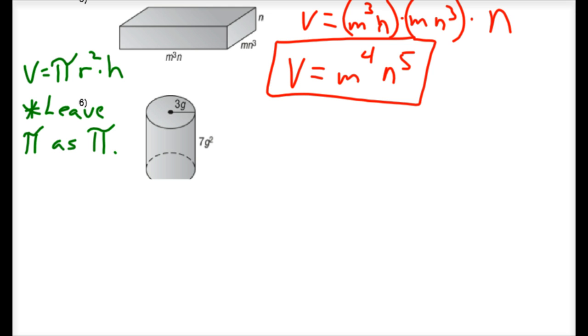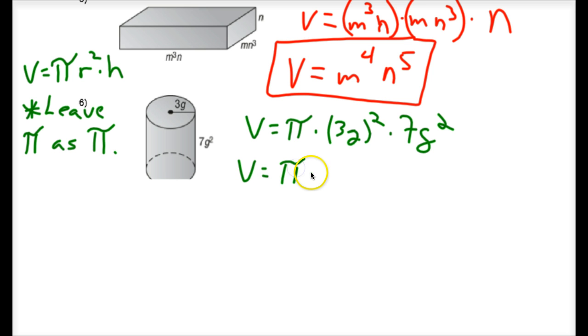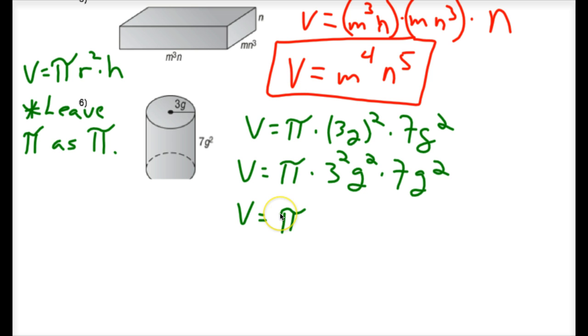All right. So here we go. The volume is going to equal pi times, what's the radius of that circle? 3g. Everybody put parentheses around it and square it. Around pi or both of them? The whole thing, because you're squaring the whole radius. Times the height, which we know to be 7g squared. Volume equals pi times 3 squared g squared times 7g squared. Pi times 3 squared is 9. G squared times 7g squared.